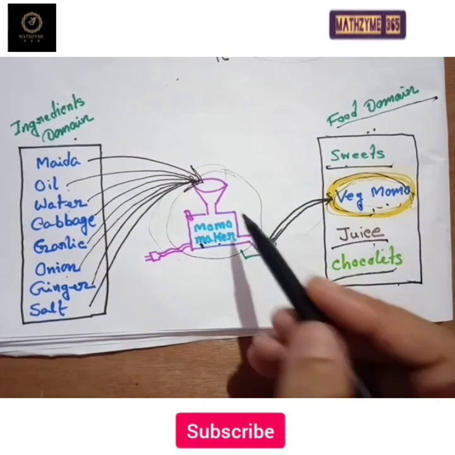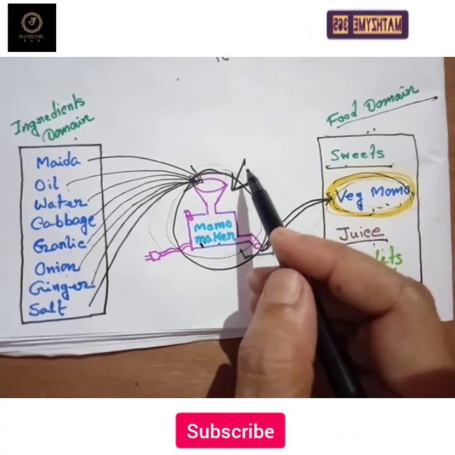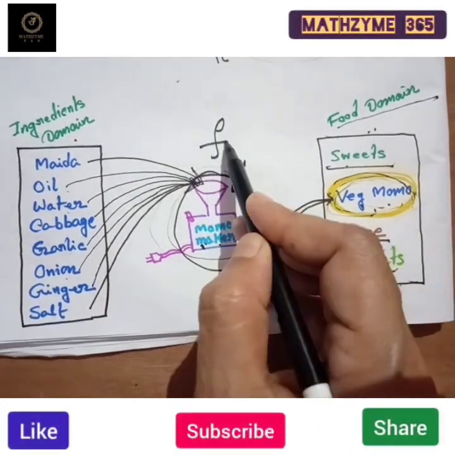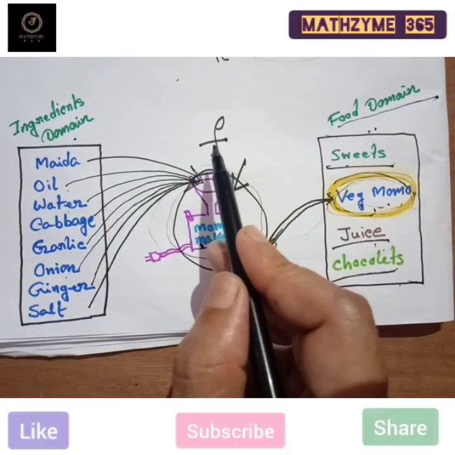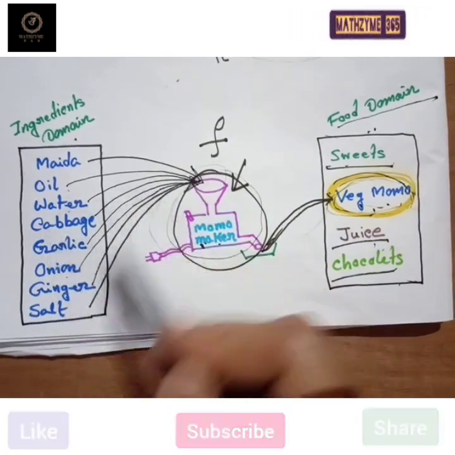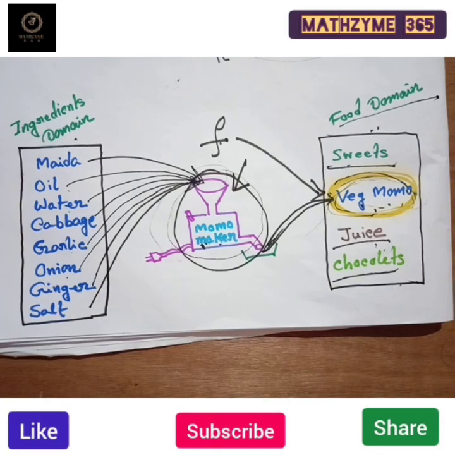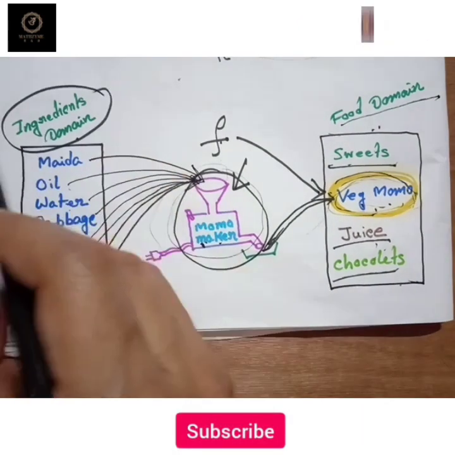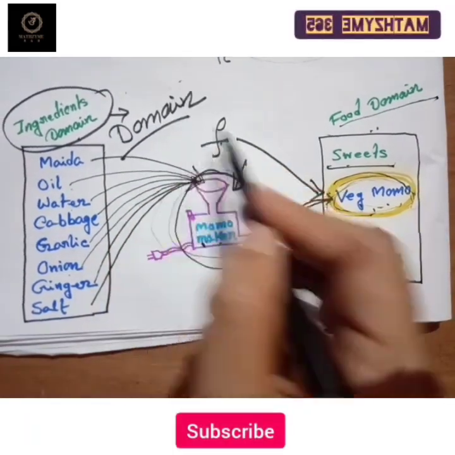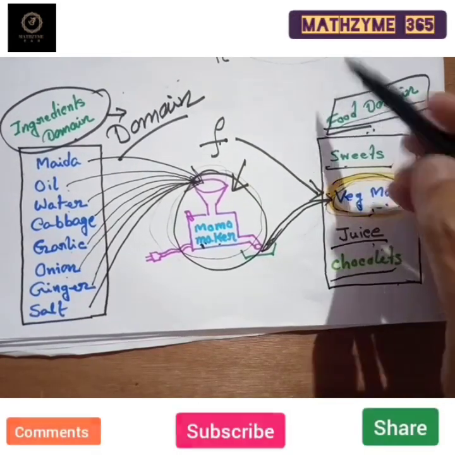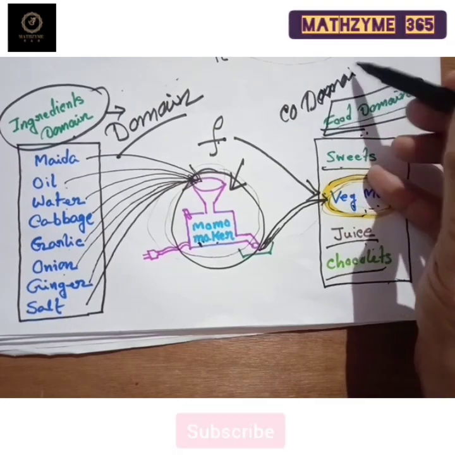Here the rule is this machine. This machine is a rule, and in mathematics we denote these rules as f. Remember, f is a rule in which maida, oil, water, cabbage, garlic, onion, ginger, salt are transformed into veg momo. Remember this. Okay. Here the ingredient domain, in mathematics we call this section the domain, only domain. And the food domain part, we call this the co-domain.